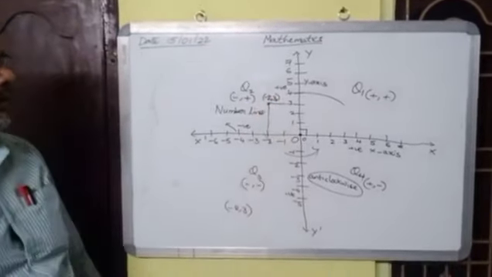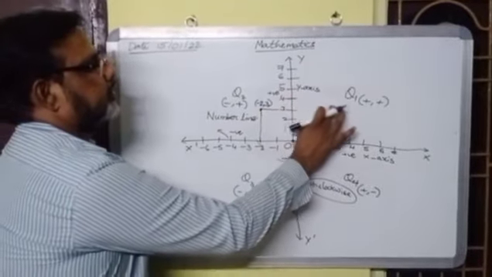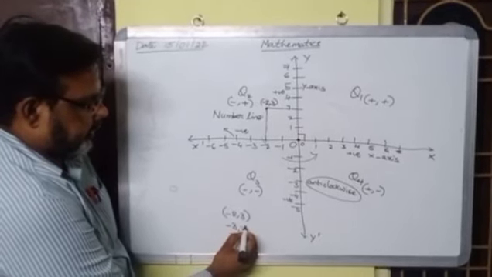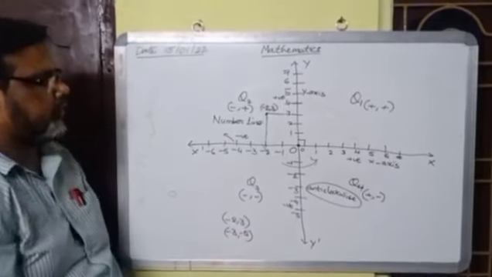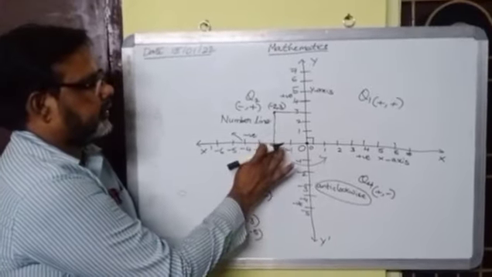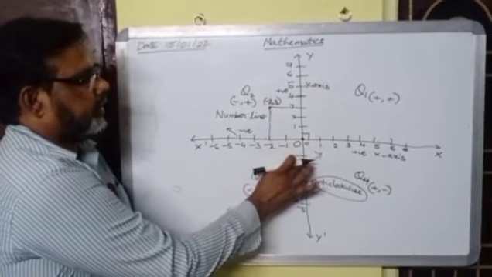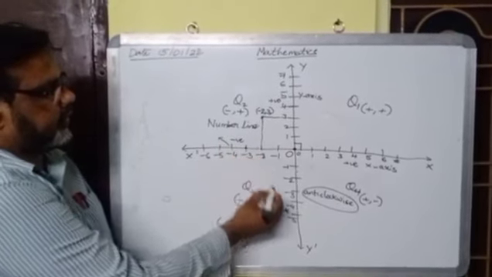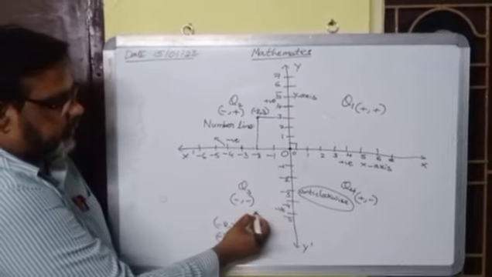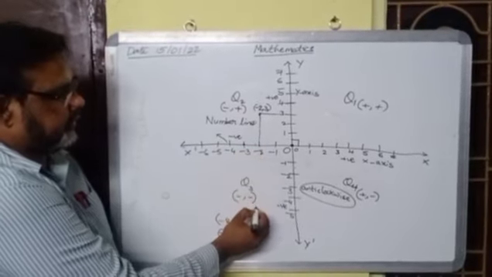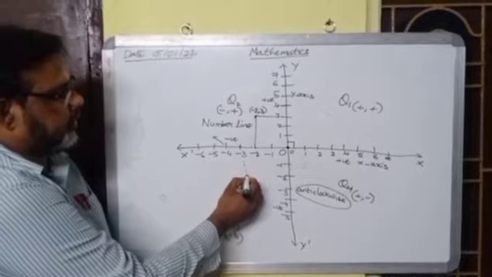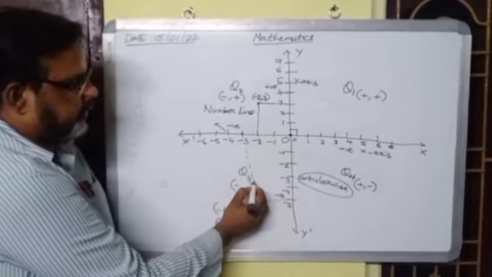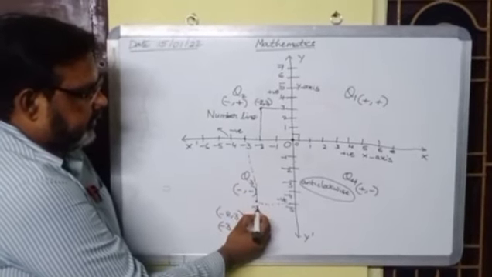If you take the point minus 3, minus 5, here both are negative, x is negative and y is also negative. Here is minus 3 and here is minus 5. So here this is the point. I am keeping the dots here. So you can represent this on a graph sheet. Minus 3, minus 5.